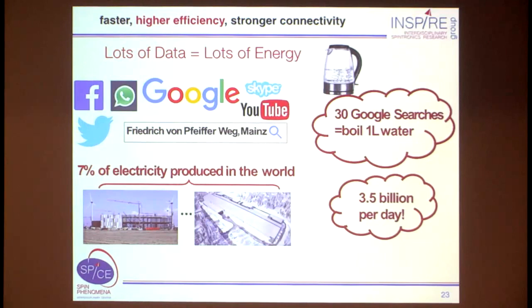There are 3.5 billion searches per day. That's probably obsolete now because that was last year. But now, 7% of the electricity generated in the world is actually spent on these data farms, by Google, by Amazon, by all the YouTubers in the world.